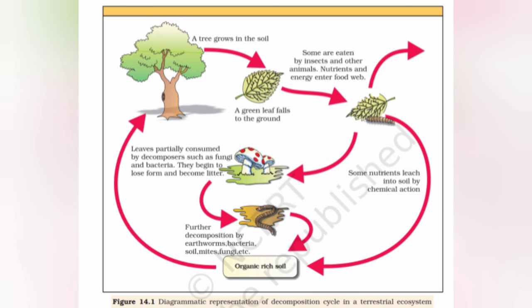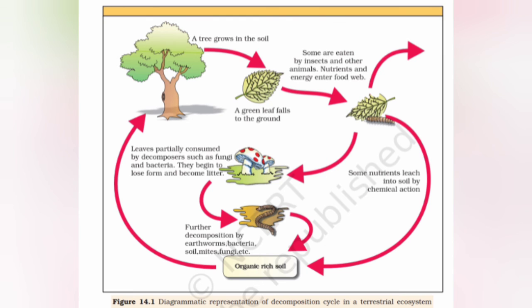Here is a diagrammatic representation of the decomposition cycle in a terrestrial ecosystem. We can see how the leaves fall down from the trees. They die and become decaying. On that, worms start eating them. At the same time, leaves partially consumed by decomposers like fungi and bacteria begin to lose form and become litter. Further, it is decomposed by earthworms, bacteria, mites, fungi, etc.